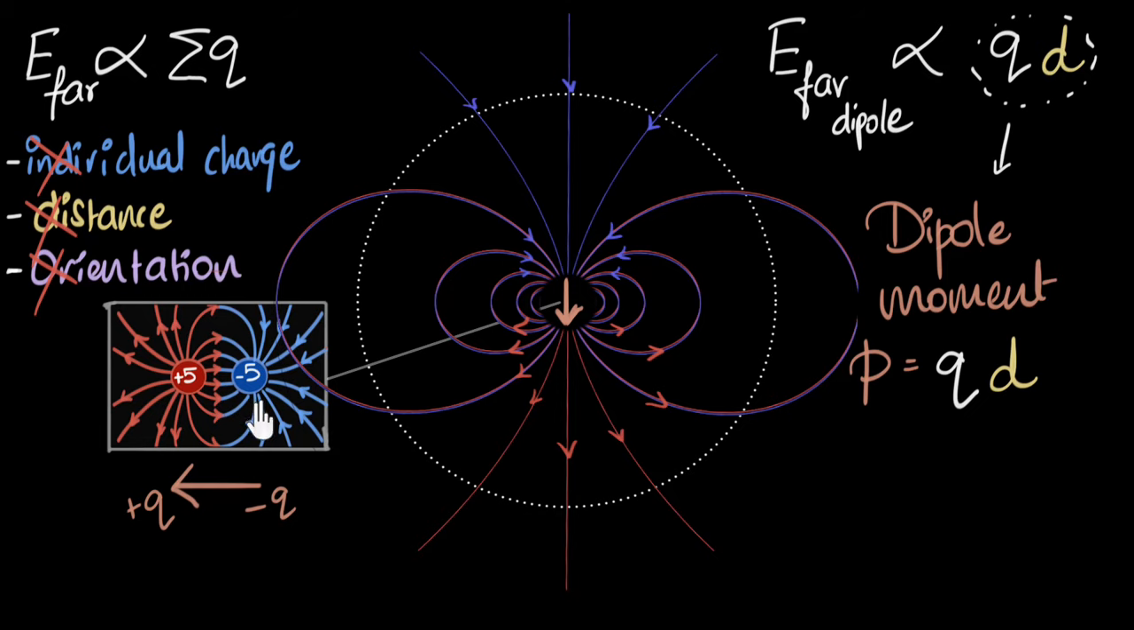And guess what? Dipoles are found everywhere in nature. A lot of molecules, like water, for example, are dipoles. And so knowing their strength or dipole moments helps us understand how they interact with other molecules and eventually helps us understand how these elements or compounds behave.